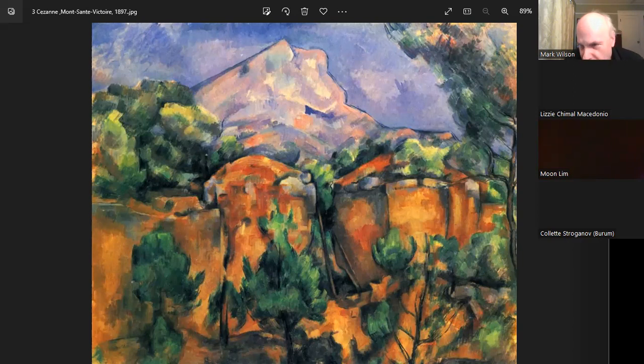This is one of a series of paintings that not only Cézanne, but many other painters in France at that time who lived in France would paint this mountain, because look how distinct the shape is. It's very jagged. You see that?